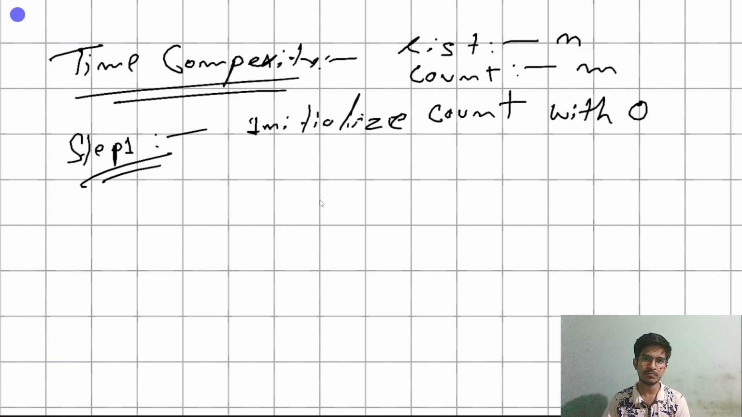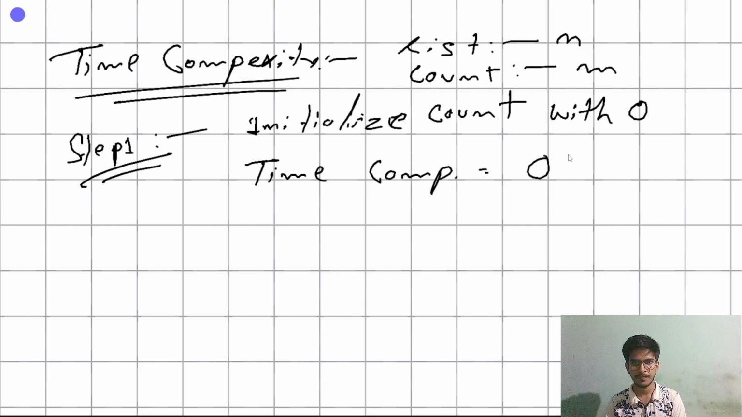So if we initialize the count with 0, suppose we have m elements and we are initializing with 0. How much time will it take? It will take O(m) time, because we have m elements and each is initialized with 0. So the time complexity will be O(m).